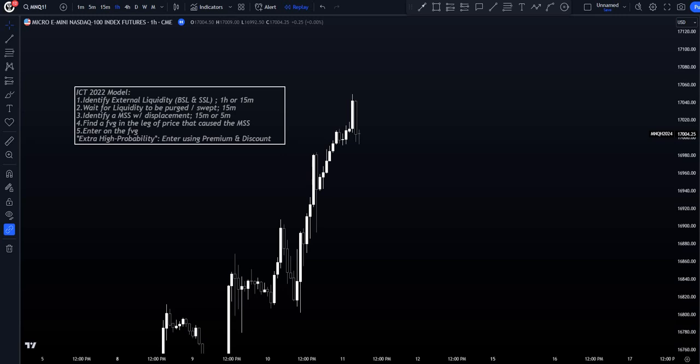And for a bonus one, which makes it extra high probability, you can use premium and discount array for entries. So remember, buy in discount, sell in premium.